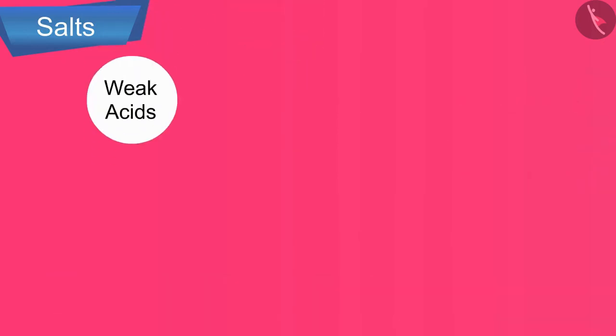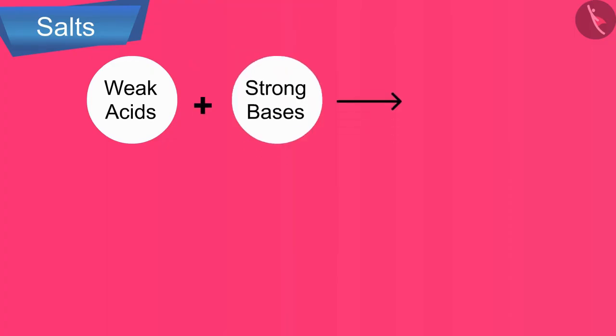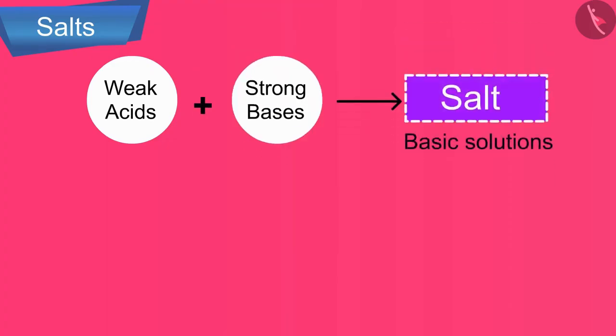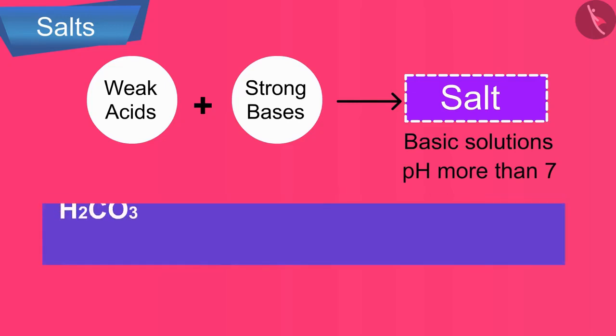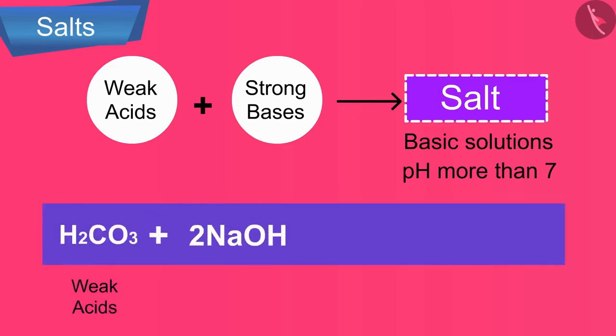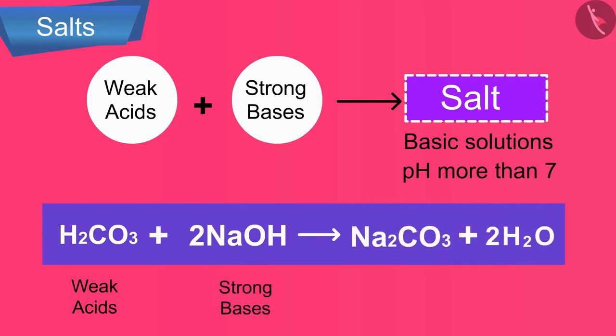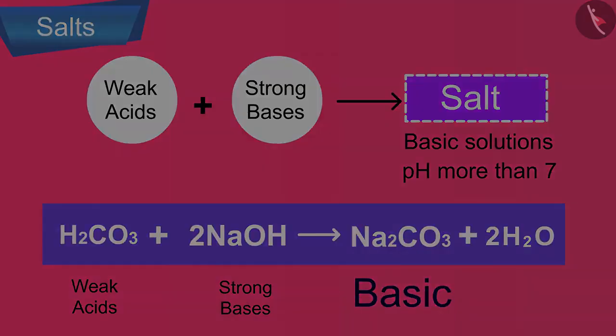Finally, the salts of weak acids and strong bases give basic solutions or alkaline solutions. For example, the salt sodium carbonate is formed from a weak acid, carbonic acid, and a strong base, sodium hydroxide. And so, the salt obtained is basic in nature.